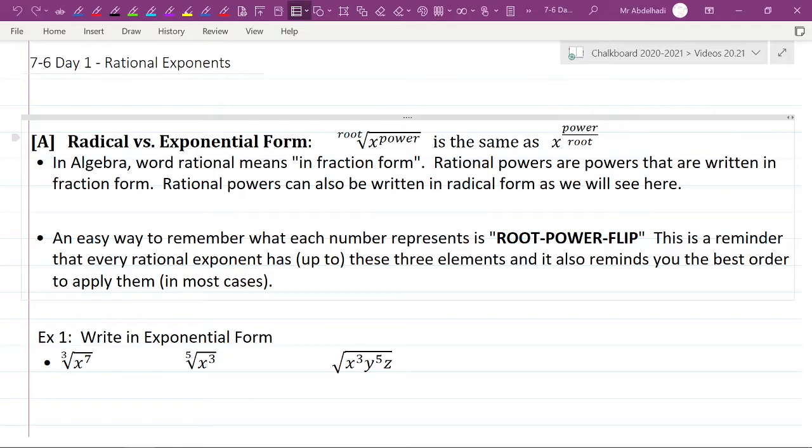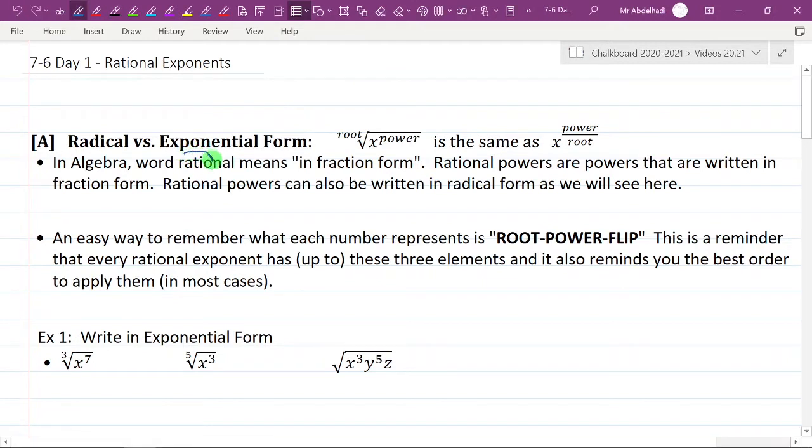Okay, welcome back. Today we're going to be talking about rational exponents. So what's a rational exponent? Well, the word rational comes from the word ratio, which is a synonym for fraction. So whenever you hear the word rational in mathematics, think fraction. A rational number is a number that can be written as a fraction, like 5/7. Okay, that's a rational number.